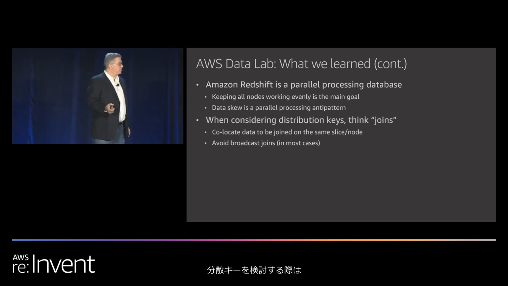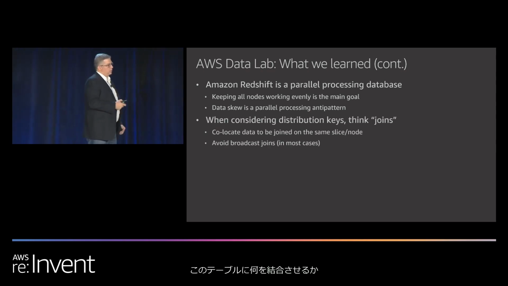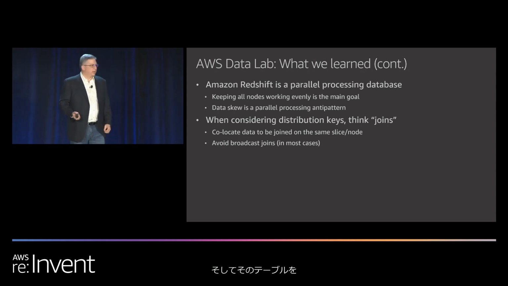So when you're looking at distribution keys, you're thinking about your joins. What am I going to join this table with? And this is going to define how you're going to distribute that table.